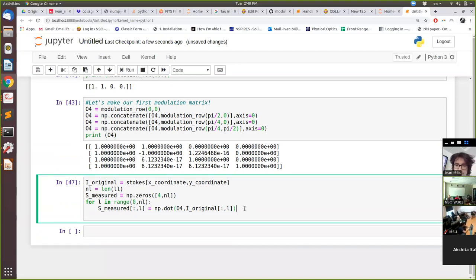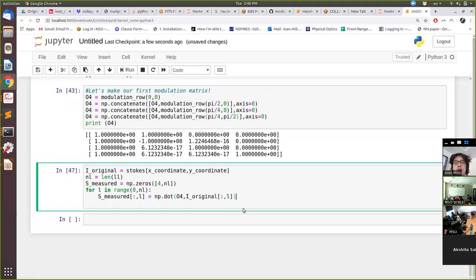Okay, that works. Cool. So in principle, we could now look at these measured quantities. Can anybody tell me what they are going to look like? What would you bet that they're going to look like? First was I plus Q, and the second would be I minus Q. Right, then I plus U and I minus U, and I plus V. But what are they going to look like, to your eye? A normal profile of the intensity, right?